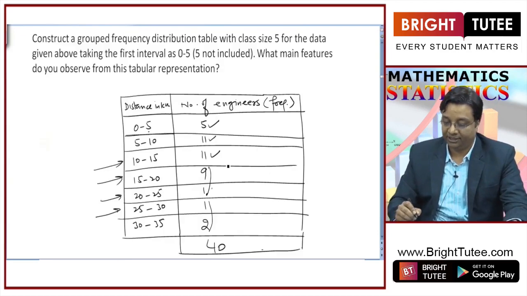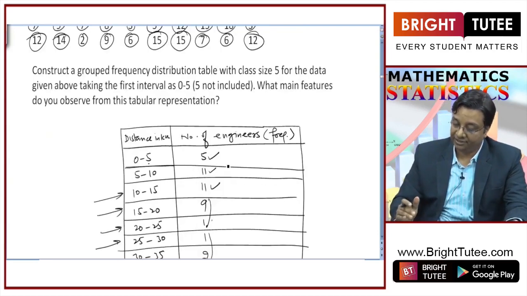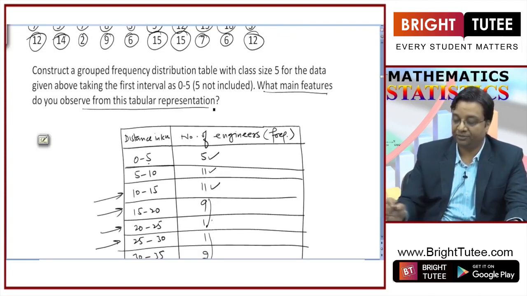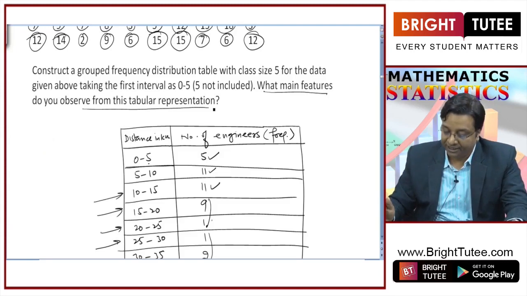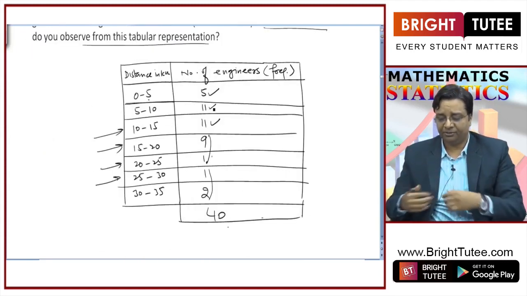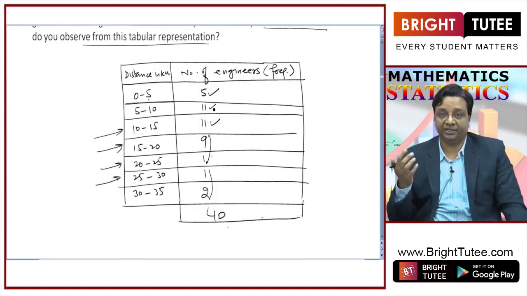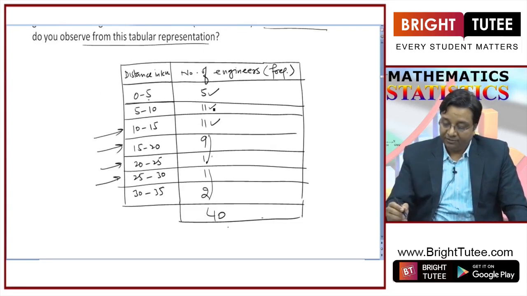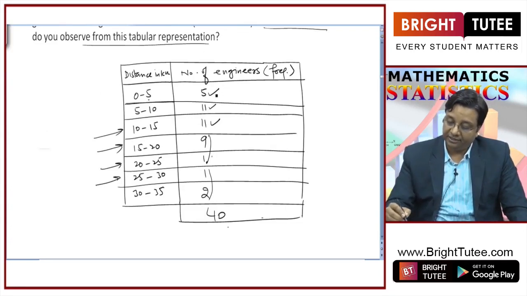Right? So this is the data in grouped frequency distribution form of these engineers. What main features do you observe from this tabular representation? That is, how can you interpret this data? So one of the ways is like this.